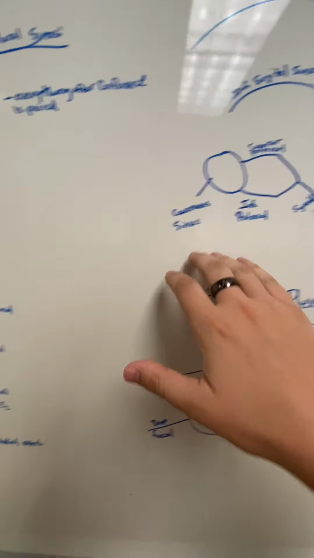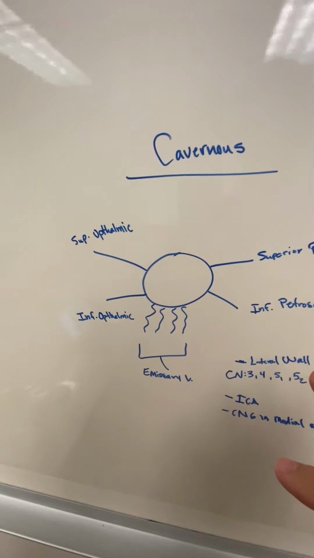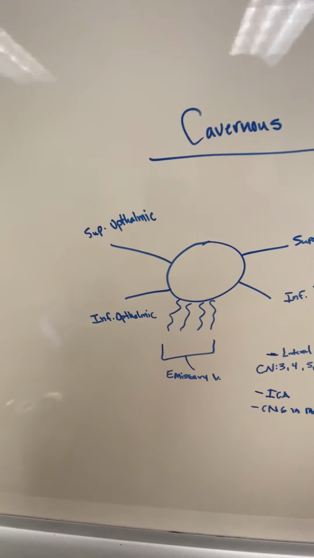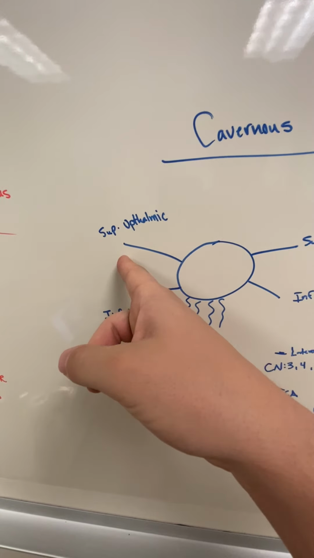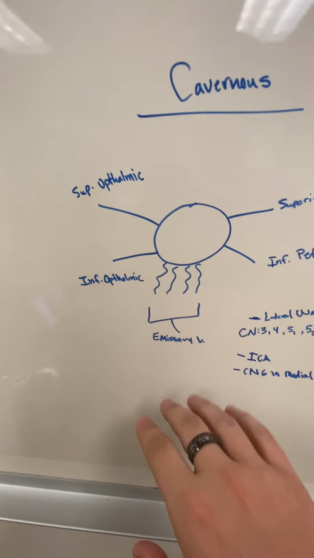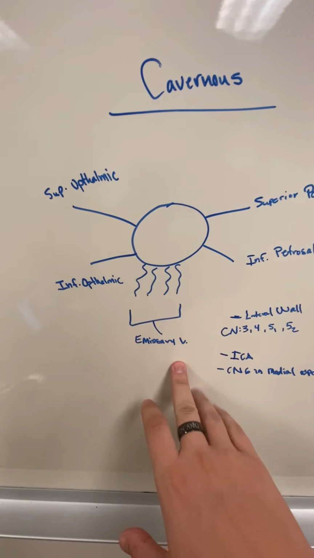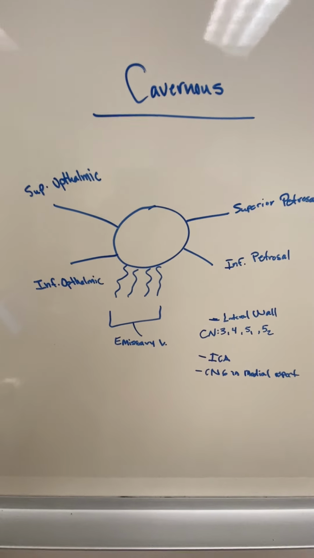From here, we're going to jump into the cavernous sinus down here. So here's those two connections, inferior petrosal and superior petrosal. This sits in the sella turcica, but it's also fed by the superior ophthalmic vein and inferior ophthalmic vein. It has these little emissary veins that come across it, and this connects to the pterygoid plexus, which we'll talk about in just a minute.